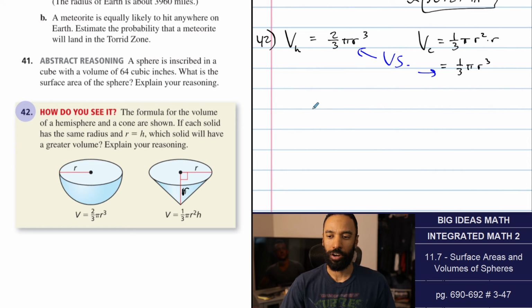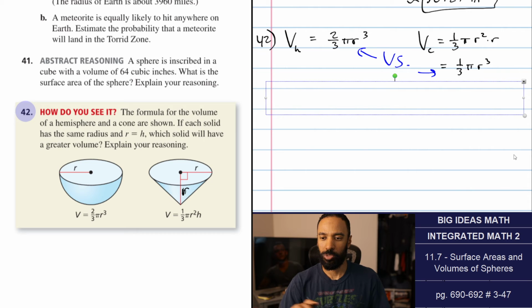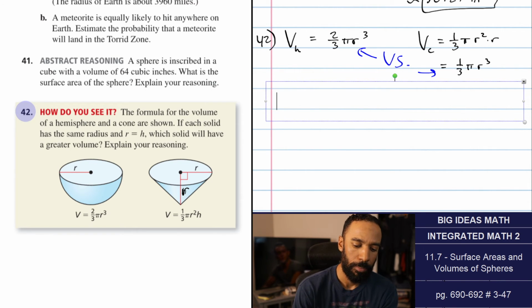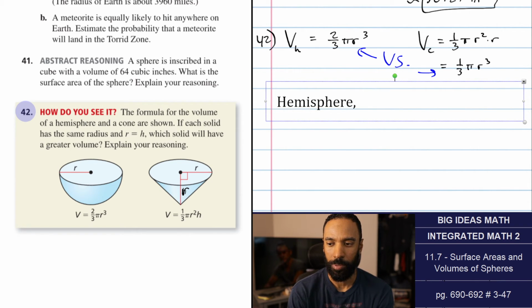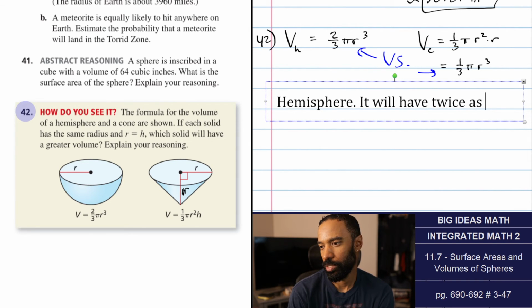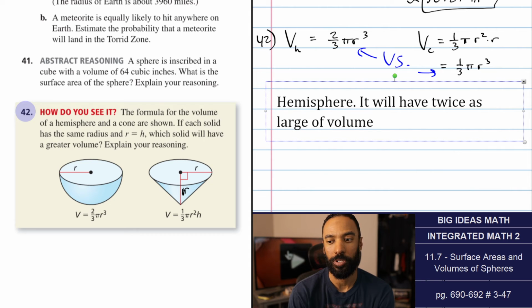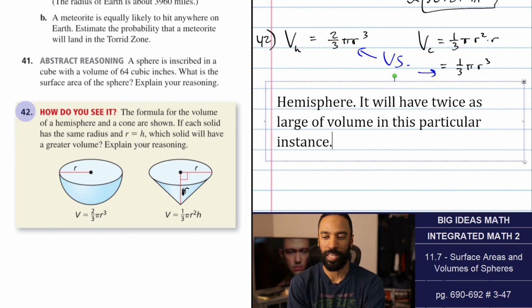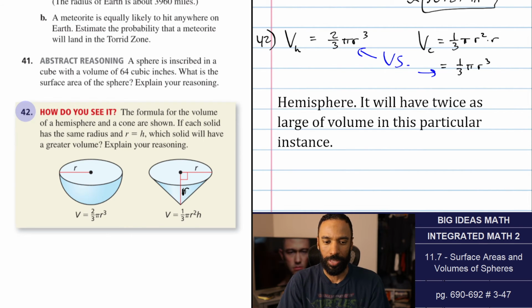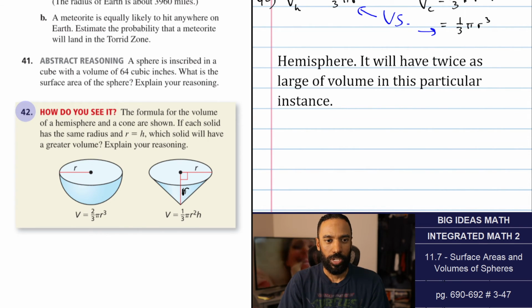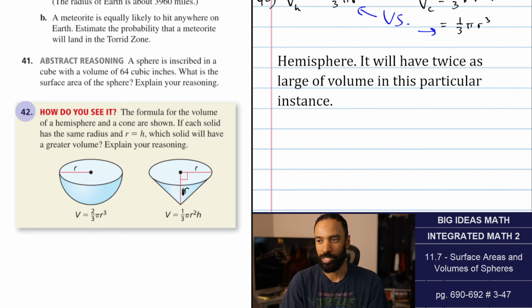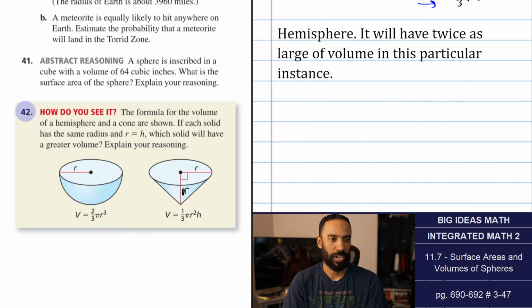So which solid will have the greater volume? The hemisphere. Explain my reasoning once again. It's shown in my math, but hemisphere, and it will have twice as large a volume in this particular instance. The particular instance is that the radius and the height of the cone are the exact same. Which, I mean, it makes sense that you can kind of fit that cone inside there, right? It kind of touches the bottom and does that stuff. So there's also a logical reasoning to that I'm sure we could do.